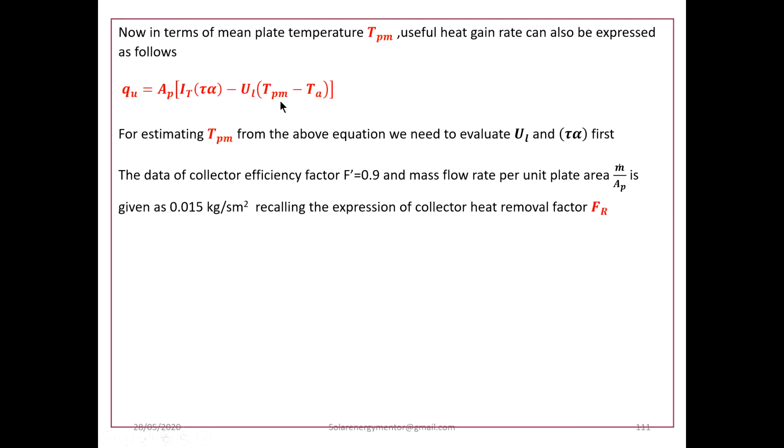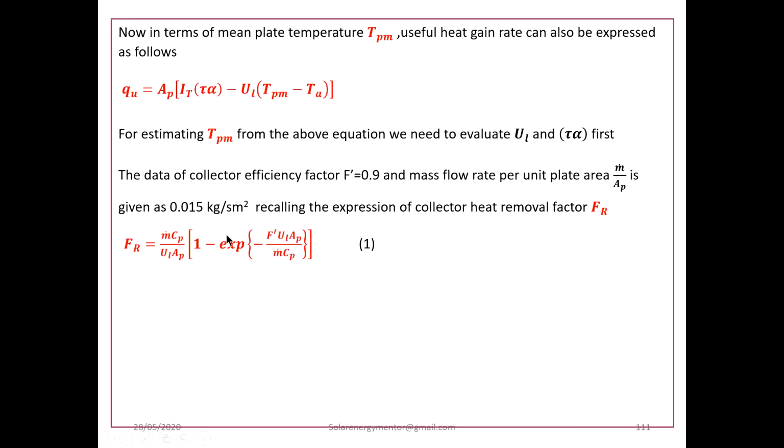So for evaluating TPM, which parameters do we know? TA is given, UL is not known, tau alpha is not known separately. So we need to evaluate UL and tau alpha separately. The data of collector efficiency factor is given as F dash equal to 0.9, and mass flow rate is given as m dot by AP, that is 0.015 kg per second per meter square. Now we'll recall the expression of FR. So collector heat removal factor is given by this expression.